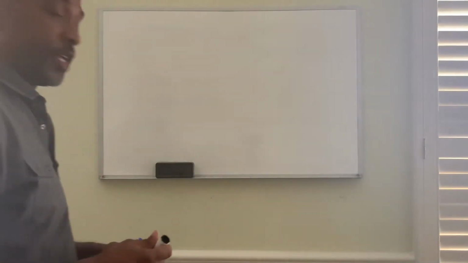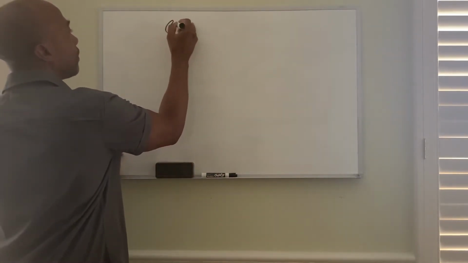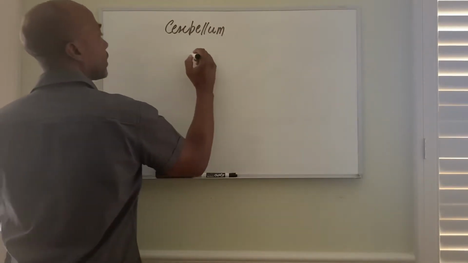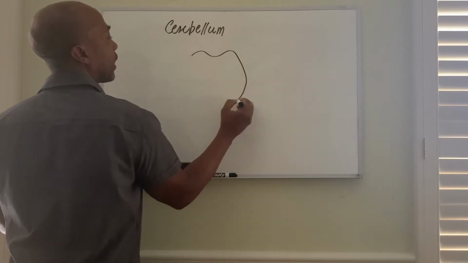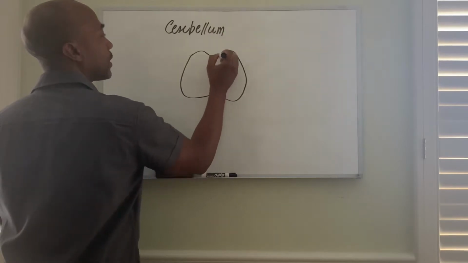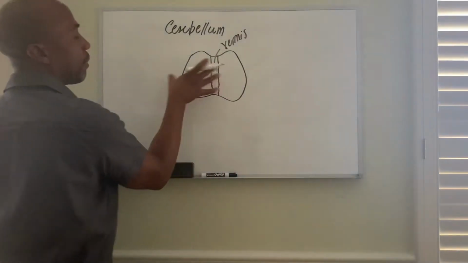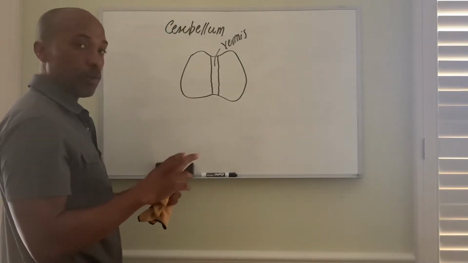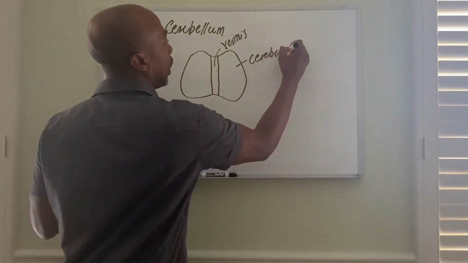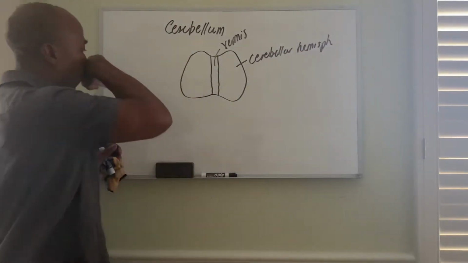Hello again. So the fourth part of the brain is your cerebellum. More like shaped this way. We have a center part here called the vermis. This is your vermis in the middle. And you have two hemispheres called your cerebellar, not cerebral, cerebellar hemispheres on both sides, okay?